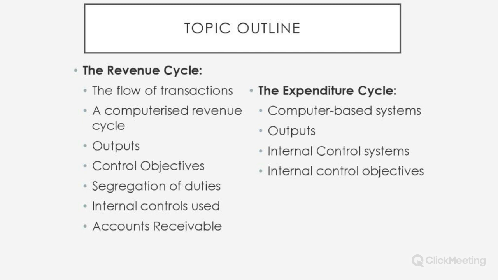And then the importance of a computerized revenue cycle, what outputs it gives, what the control objectives are, and segregation of duties, which we came across earlier, and what internal control requirements are in place by the corporate governance requirements in a business. And then we will apply those on the revenue and expenditure cycles of the business. And we will also see how internal controls are used and applied on these two cycles.